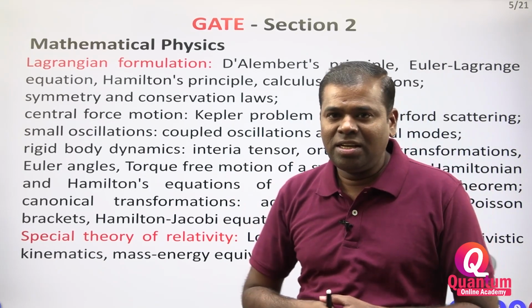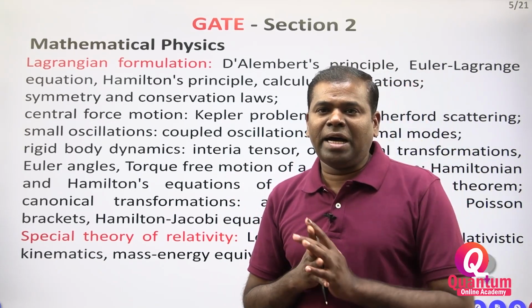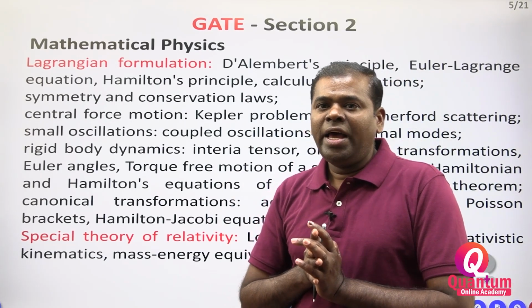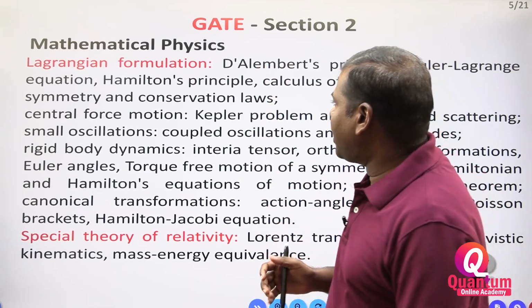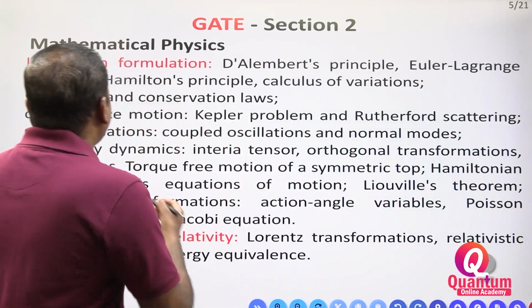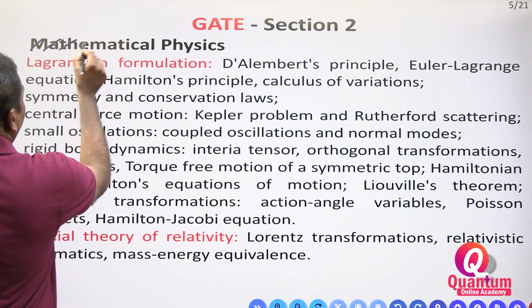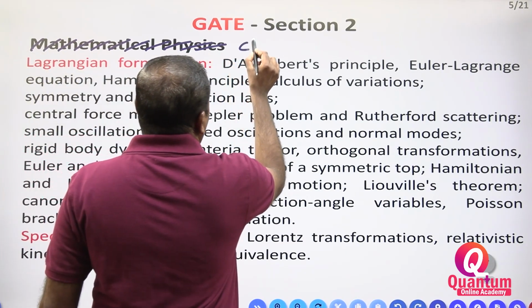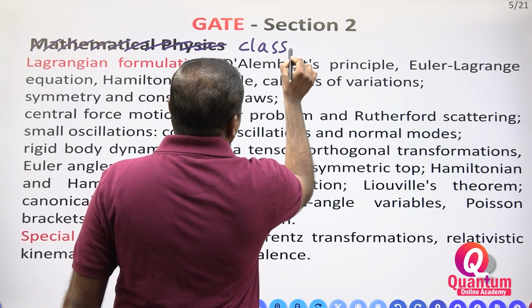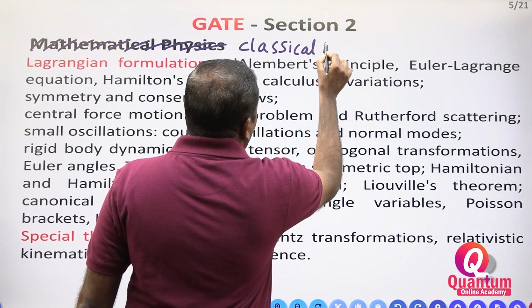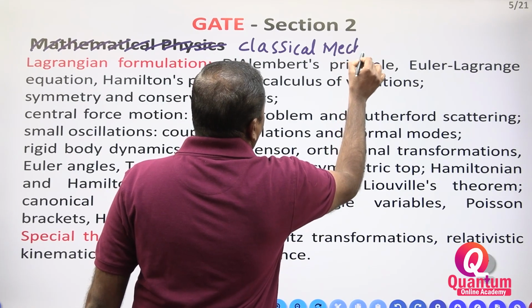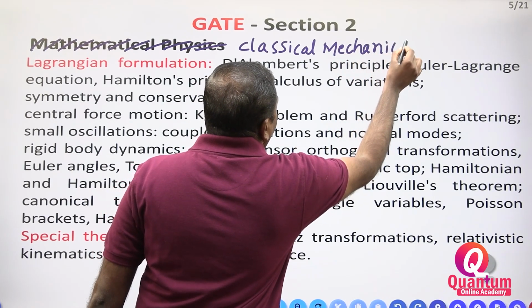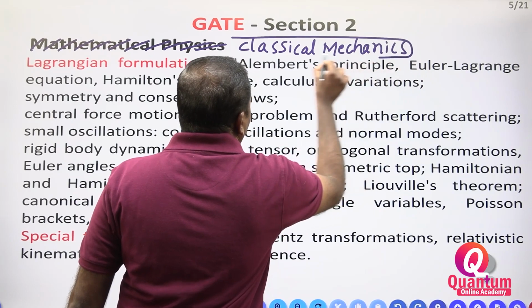Now the GATE. In section 1, that is mathematical methods of physics. In section 2, classical mechanics. I have pasted the syllabus, keeping the same headings.